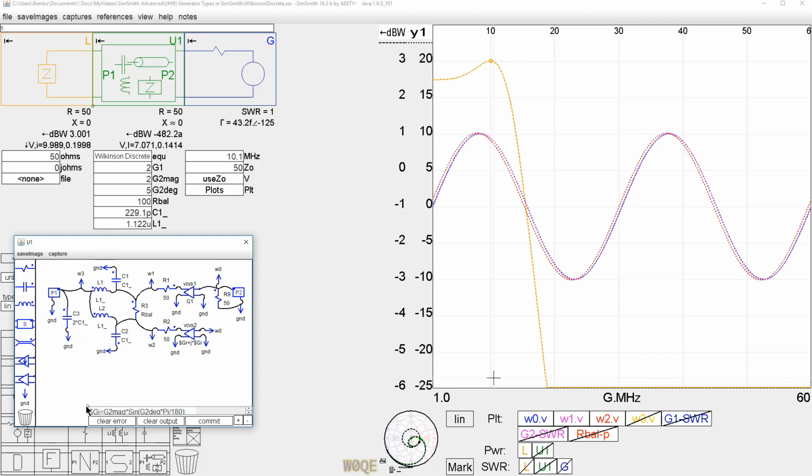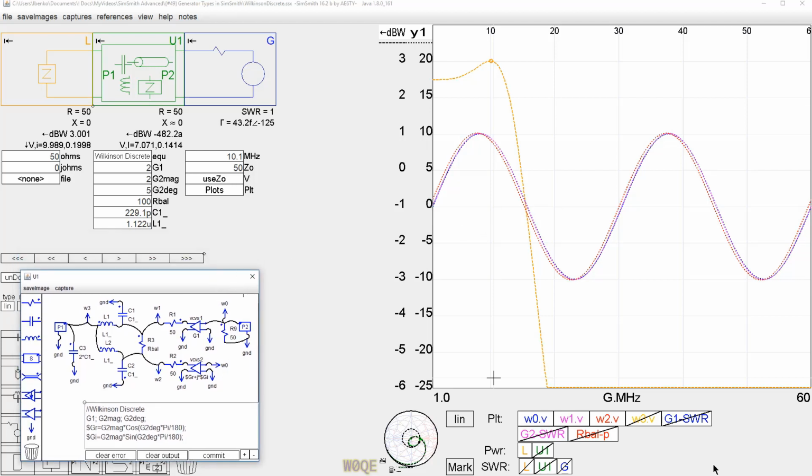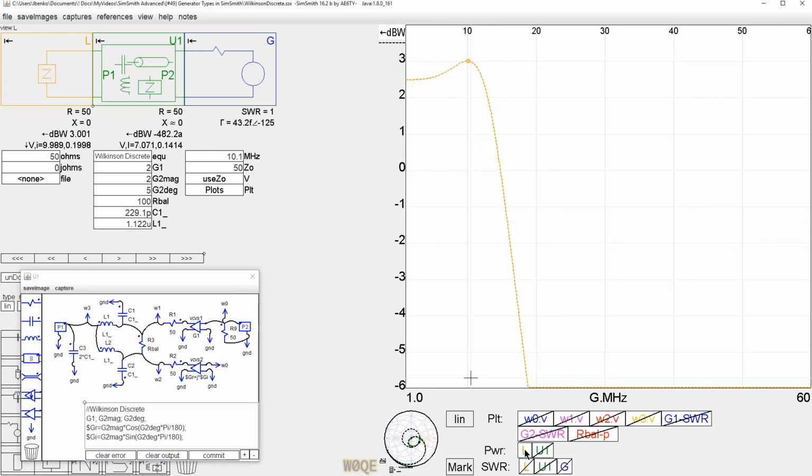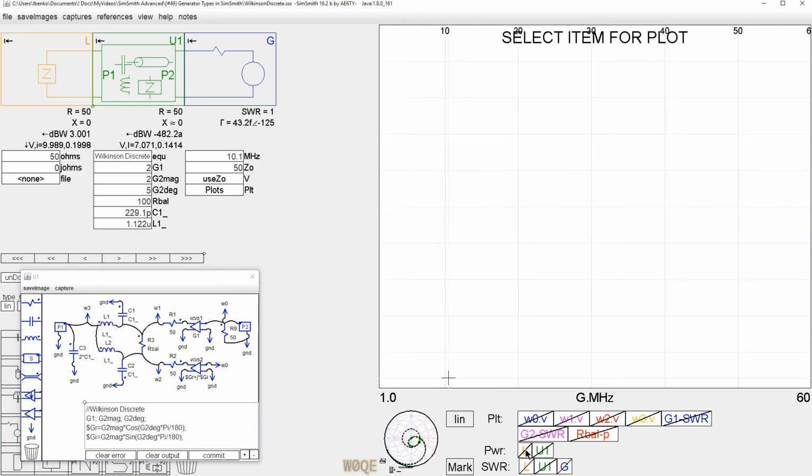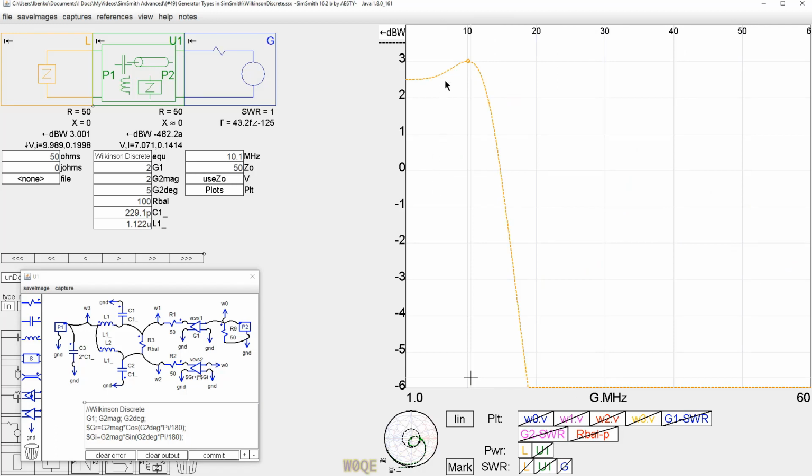Now, I've done this in such a manner that I have control over the phase and the magnitude of the second generator. The gain here can be a complex number, and that's how we set the amplitude and phase. If you use a real number here, it's just amplitude only. So I'm plotting, start by plotting nothing here. We'll go back and we'll plot the power and the output.